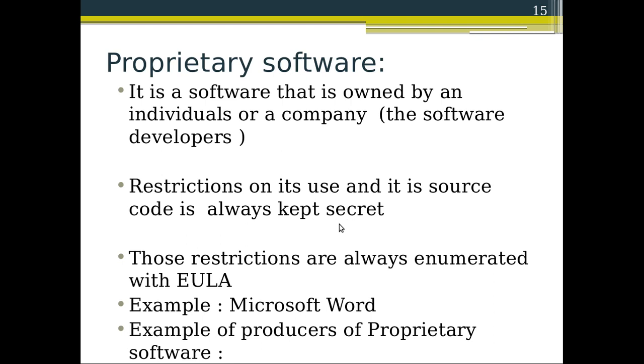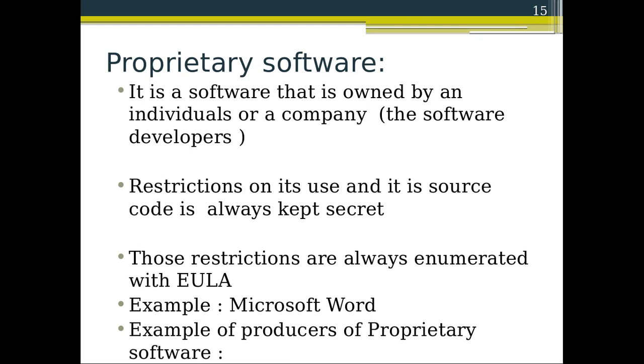It means it is closed. It's not open. It means exactly the opposite of open. Okay, there is a restriction on the use of a proprietary software. It means you can use it but with some restriction, and the source code is not revealed. What does source code mean? Source code is the lines of code by which the software has been designed, okay, has been developed.